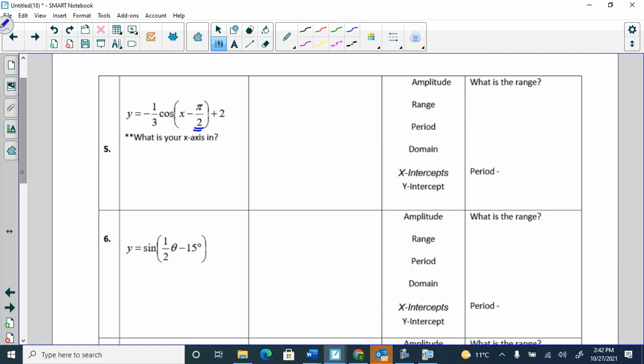And I'm lazy, so I'm going to put a 1 here, and I'm going to put an extra bracket, because I don't want to rewrite it. Sheer laziness. Okay? So my A is -1/3. My B is 1. My C is actually what this time? What's my C? It's just pi over 2.